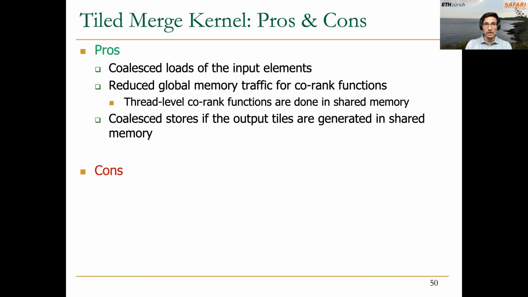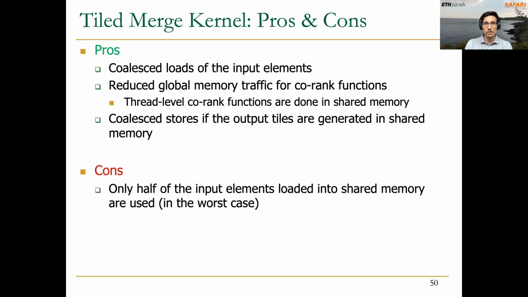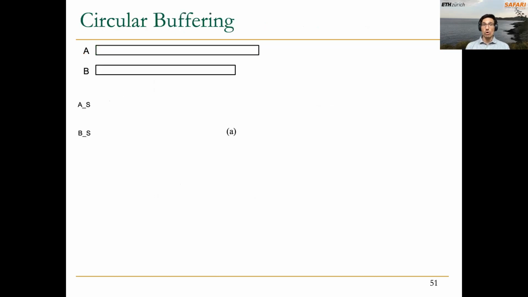However, the main con, or drawback, of this tile merge kernel is that not all the elements of the input tiles that we load into shared memory are used. In the worst case, only half of them are used, and we will need to go to the global memory again to read the same elements that were read before. So that's why we want to propose a more sophisticated mechanism to keep the tiles in the shared memory, based on circular buffering. It's a more complicated data structure, but it's going to give us further efficiency in the memory accesses, because it avoids having to reload elements that were previously loaded into the shared memory.